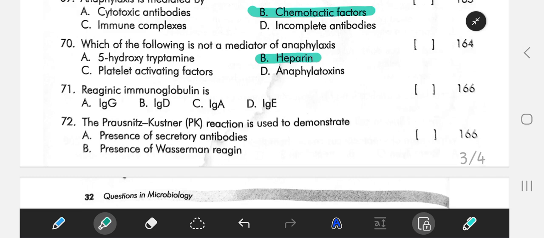Question number 71. Reaginic immunoglobulin is immunoglobulin G, immunoglobulin D, immunoglobulin A, immunoglobulin E. Answer will be D, immunoglobulin E is reaginic immunoglobulin.